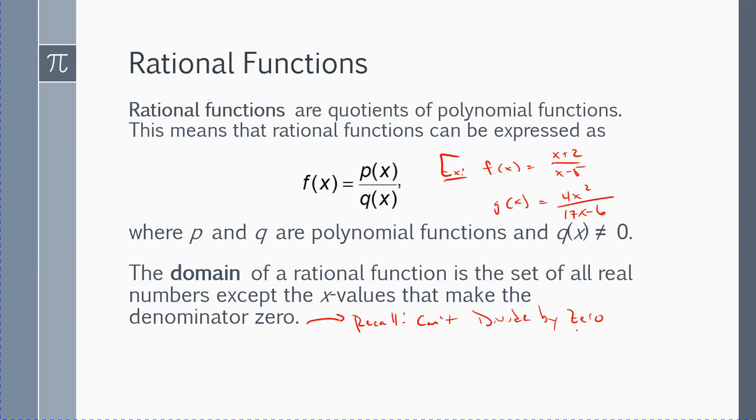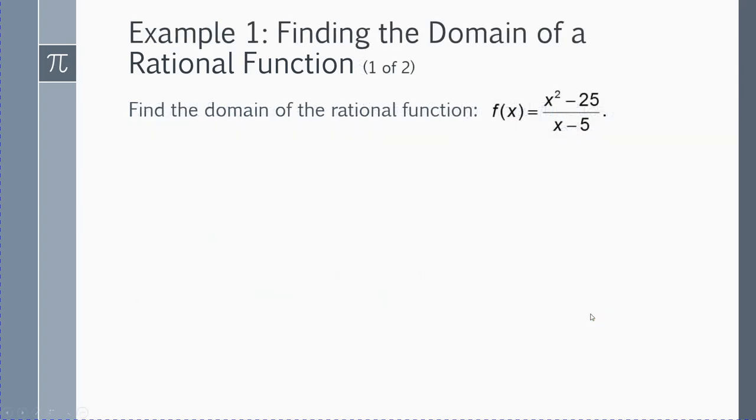What I'm going to do here is walk you through how you find the domain really, really easily, and then we're going to talk about how you show what the domain is using interval and set builder notation. So let's find the domain of this rational function: f of x is equal to x squared minus 25 divided by x minus 5.